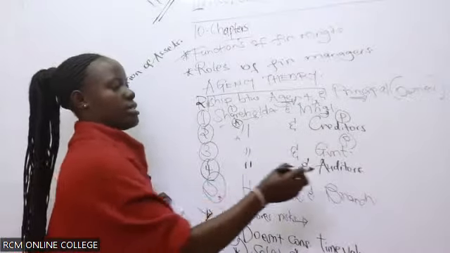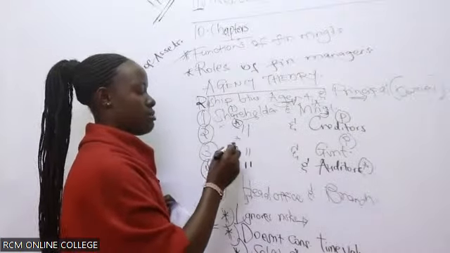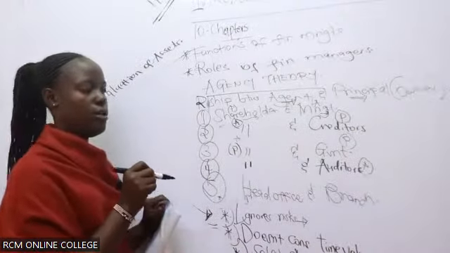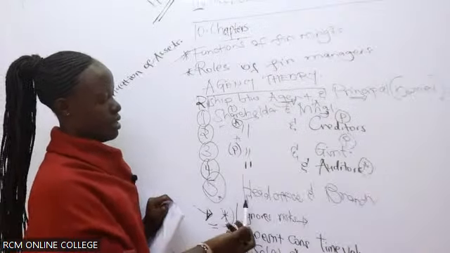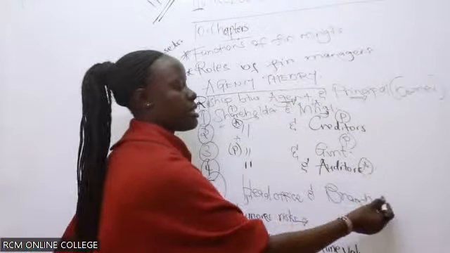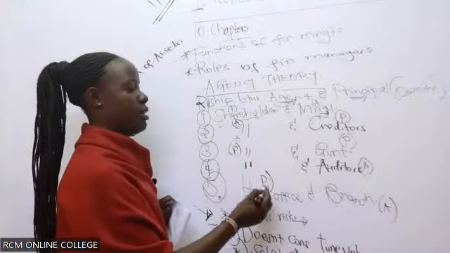Shareholders and auditors, these ones are the agents. Shareholders are the principal. The head office and branch, these ones are the agents, while the head office is the principal.